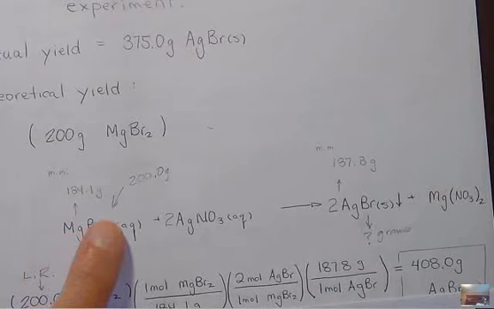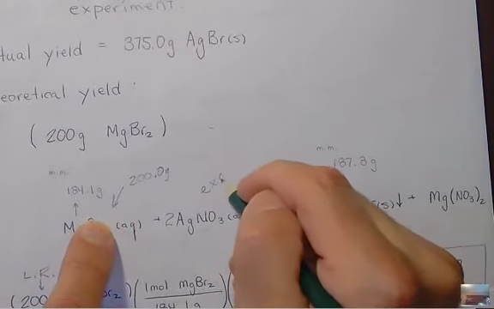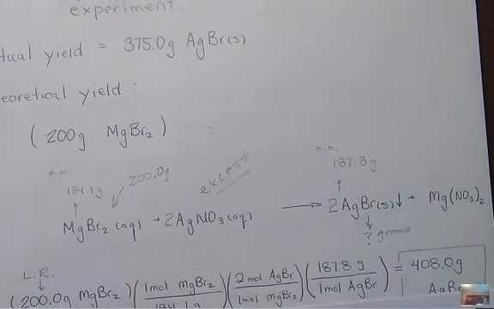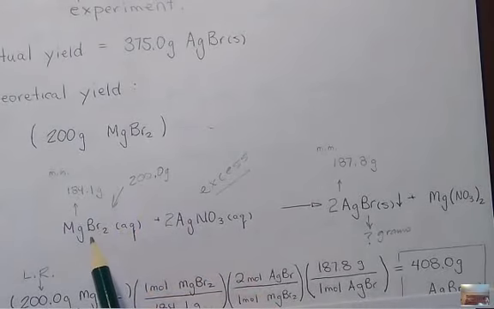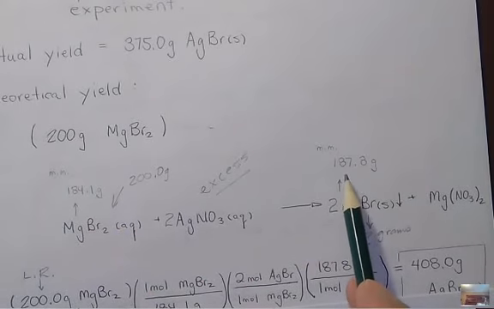So this is what's going in, 200's going in. This guy's in excess. Don't have to worry about it. I got plenty. I'm not running out of it. So the 200 grams of magnesium bromide is going to be the driver. It's going to determine how much silver bromide you can make.